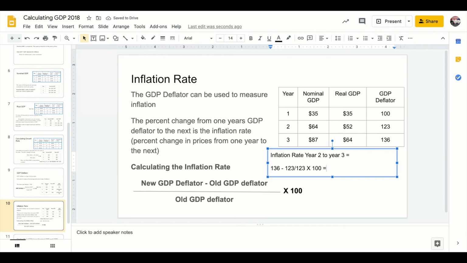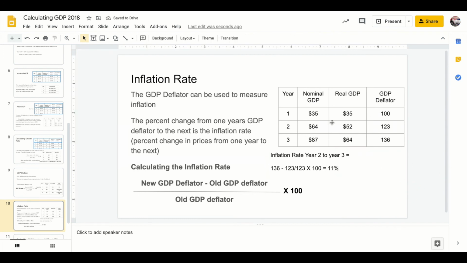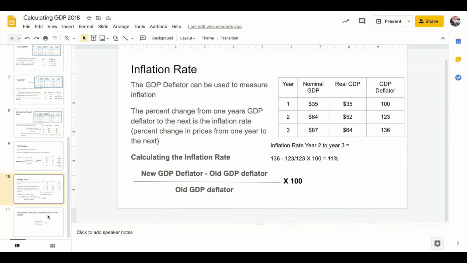So 136 minus 123 is 13, divided by 123 is 0.105 times 100. So it comes out to about an 11% change in prices. So inflation from year 2 to year 3 was 11%. We had an 11% inflation rate.